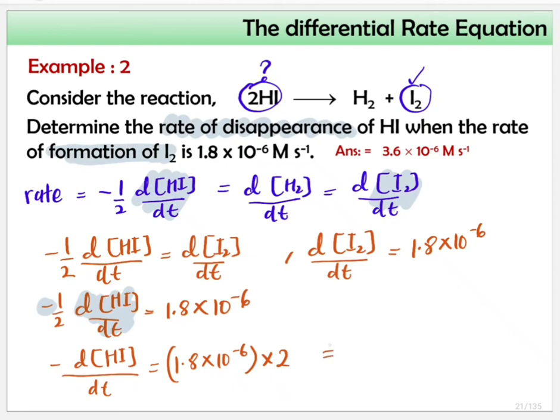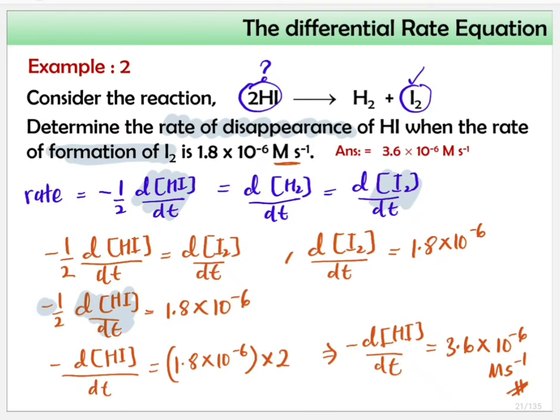Okay, semua orang tekan calculator. Berapa you dapat dekat sini? Okay, so jawapan negative dHI over dt is equals to, supposedly you akan dapat 3.6 times 10 to the power of negative 6. Okay, jangan lupa dia ada unit. Soalan guna ms negative 1. Jadi kita follow je lah ms negative 1. Dah siap untuk example 2.